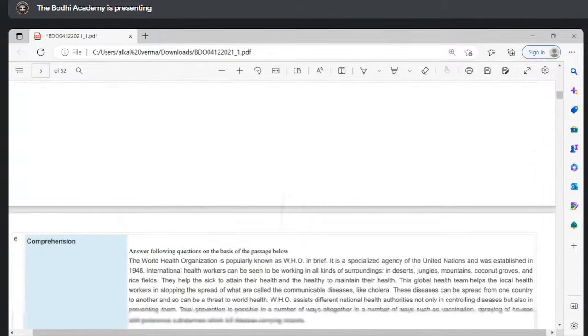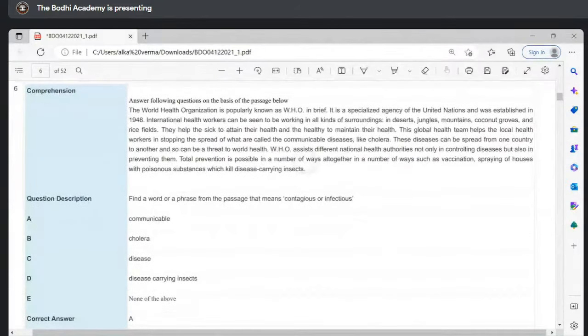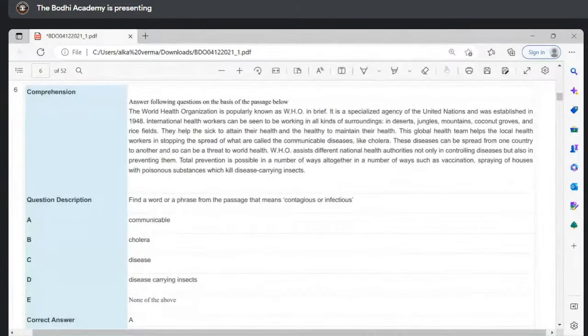All right, we move on to the next one. So 5 questions are done. Those 5 questions were from one passage. Now for the 6th question, the passage changes. You can have a look at the passage. So here it is talking about the World Health Organization, WHO.